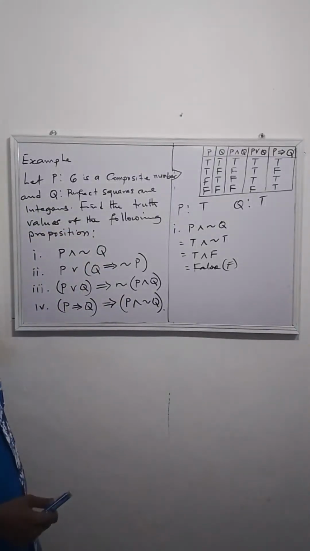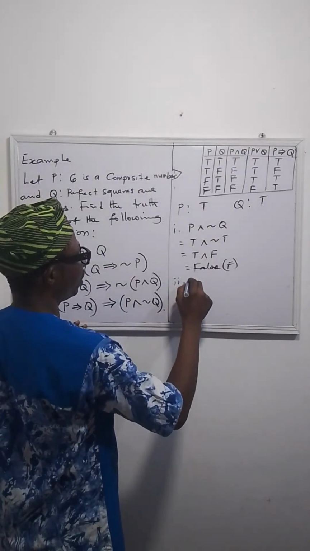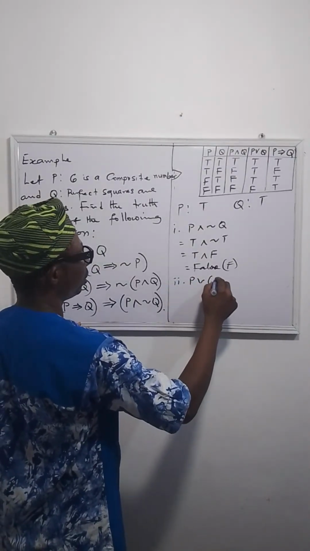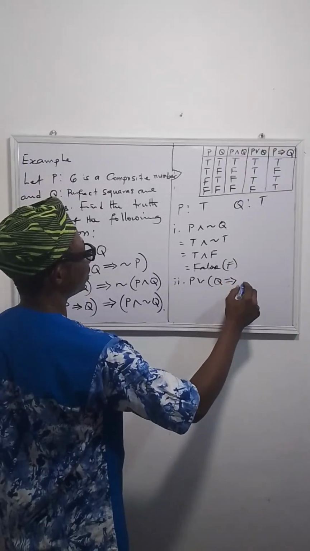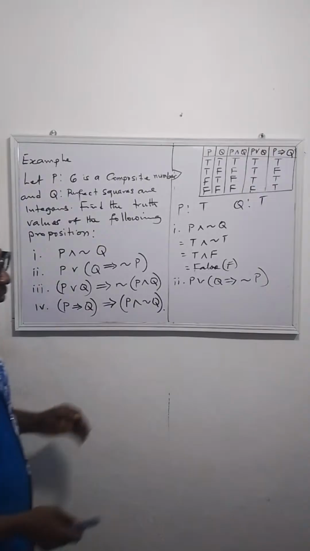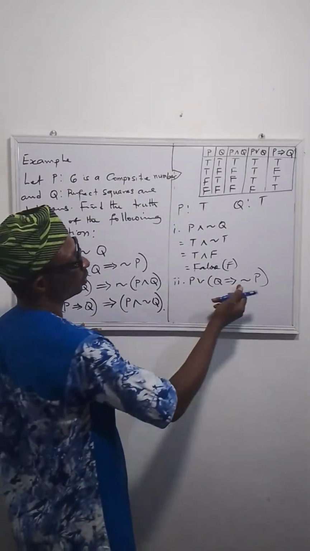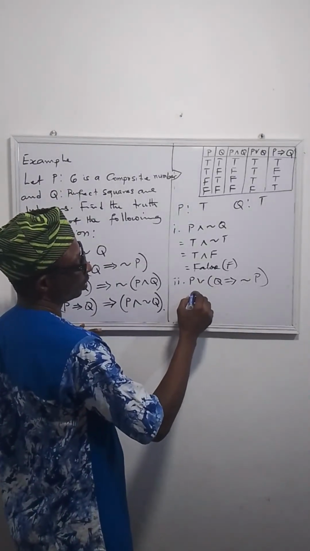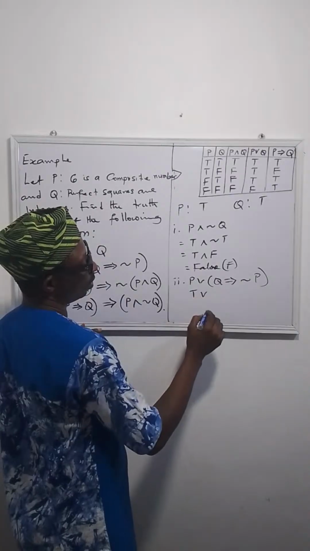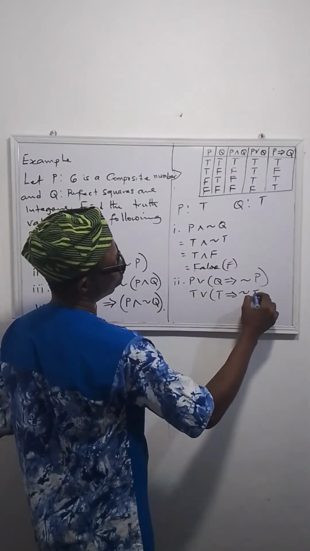Okay, can we move down to the second one? So we have P or Q implies negation of P. Okay, so what do we do here? Let's plug in the truth value of each of these statements. So now we have true or true implies negation of true.